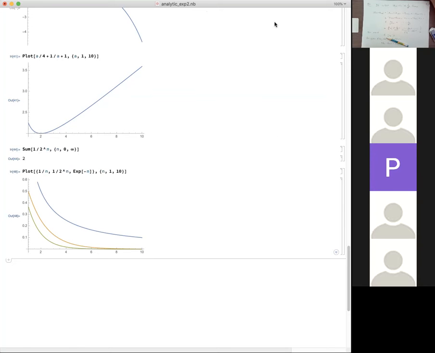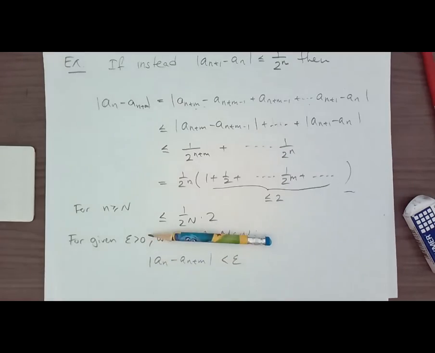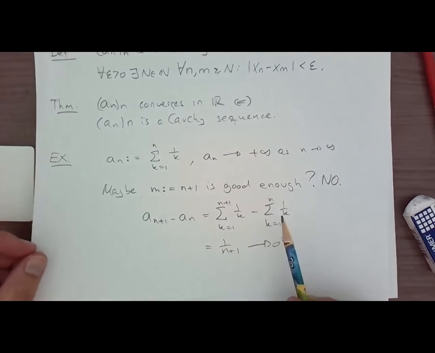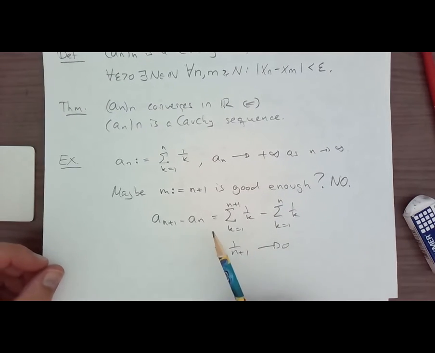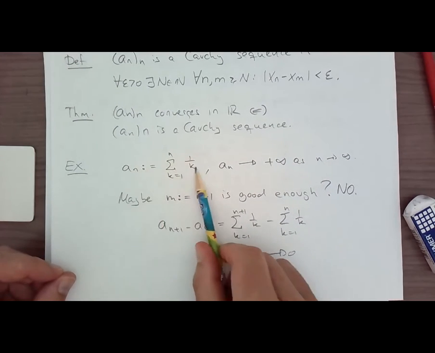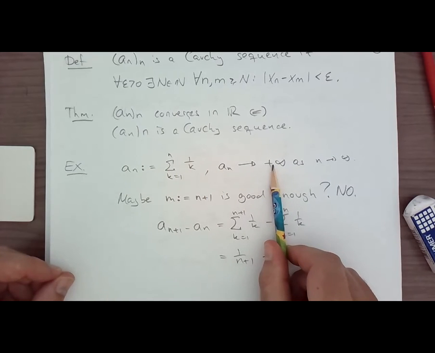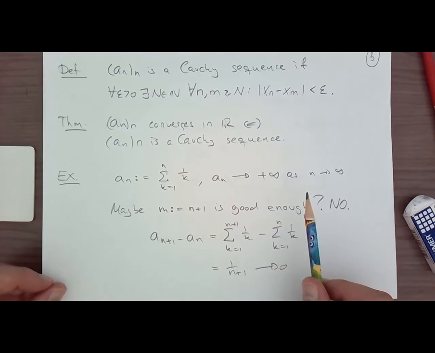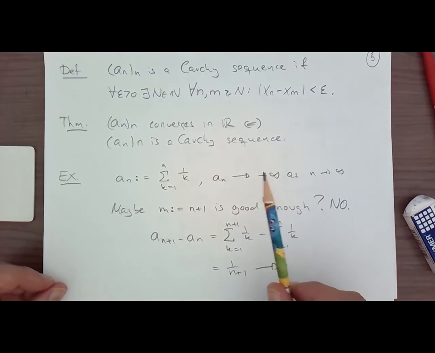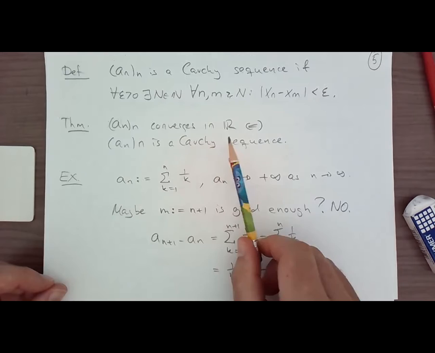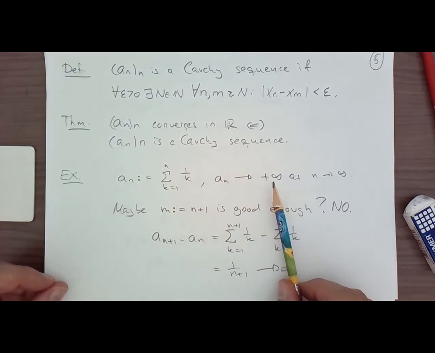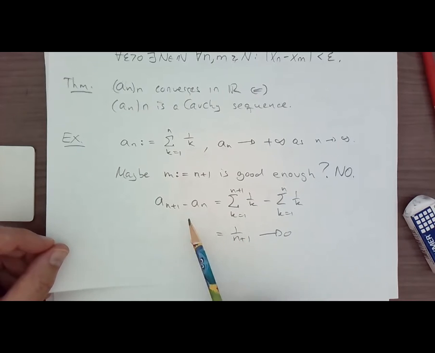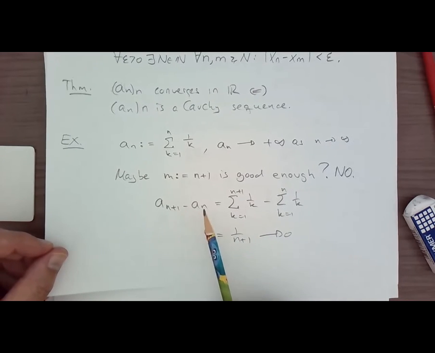Why do I need to have it decay really fast? Well, because as you see, if it doesn't decay that fast, like in this example, it doesn't work. This series here diverges, right? It goes to plus infinity. And it's not a Cauchy sequence, because if it were a Cauchy sequence, it would have to converge. It's true that these differences here decay to 0, but they don't decay fast enough to make the series convergent.